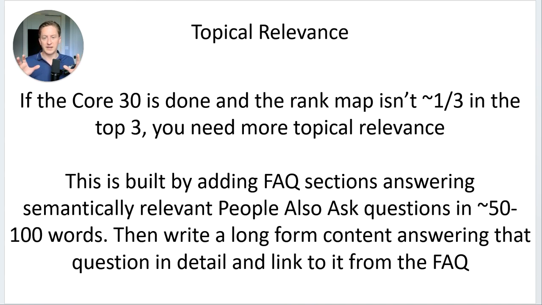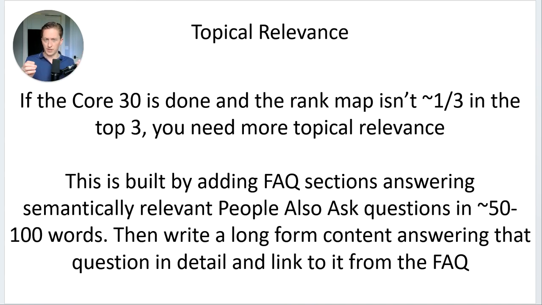So the reason I say semantically relevant, we used to just take the people also ask questions and use them as subheadings word for word. We don't really do that anymore. After ChatGPT became super popular, several tools came out that basically scraped the people also ask questions and had AI generated answers that were automatically added, just producing a ton of AI slop. So we don't do exact match people also ask.